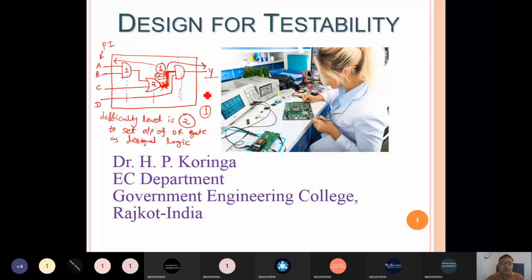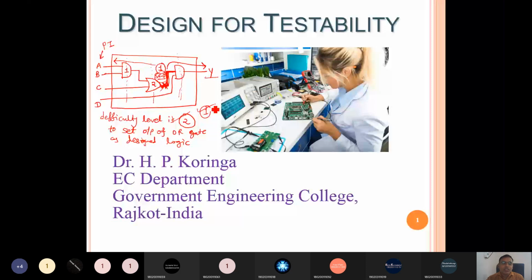So what will design for testability do? Design for testability will insert extra hardware in the design in such a way that it reduces this count, it improves the controllability and observability. So we have three techniques: one is ad hoc design for testability, scan-based design for testability, and built-in self-test design for testability, right?